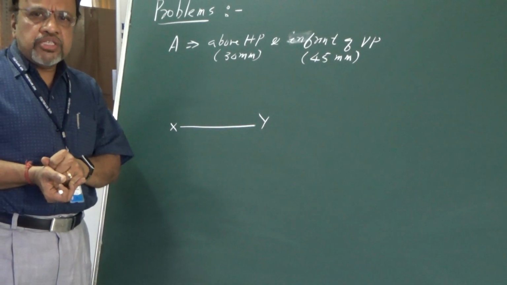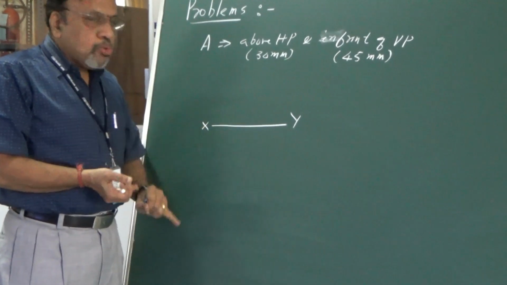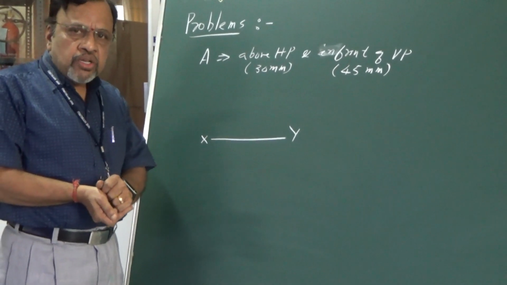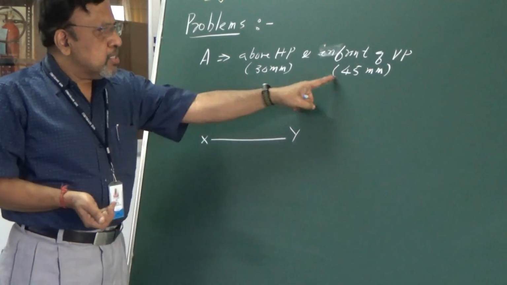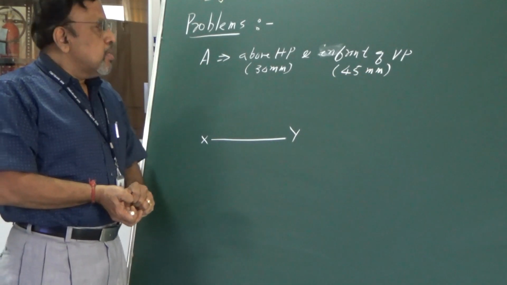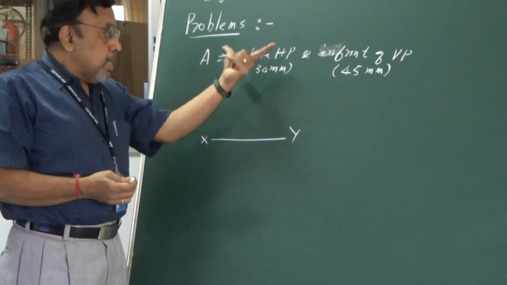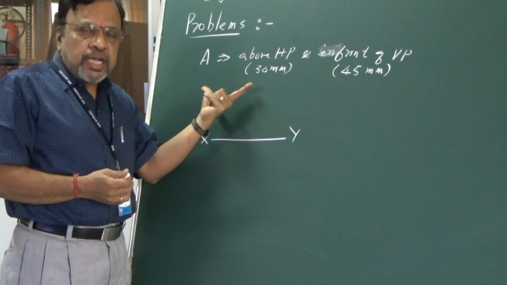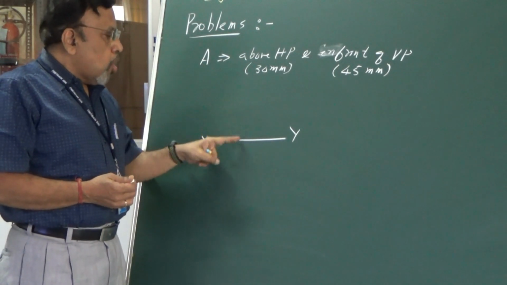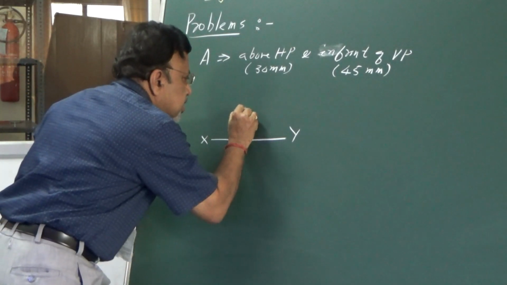Since the point is in the first quadrant, the front view will be above XY line and the top view will be below XY line. Now, the front view is above XY by what distance? The point is 30 mm above HP, so the front view point is above XY by a distance equal to 30 mm. I will just indicate that.